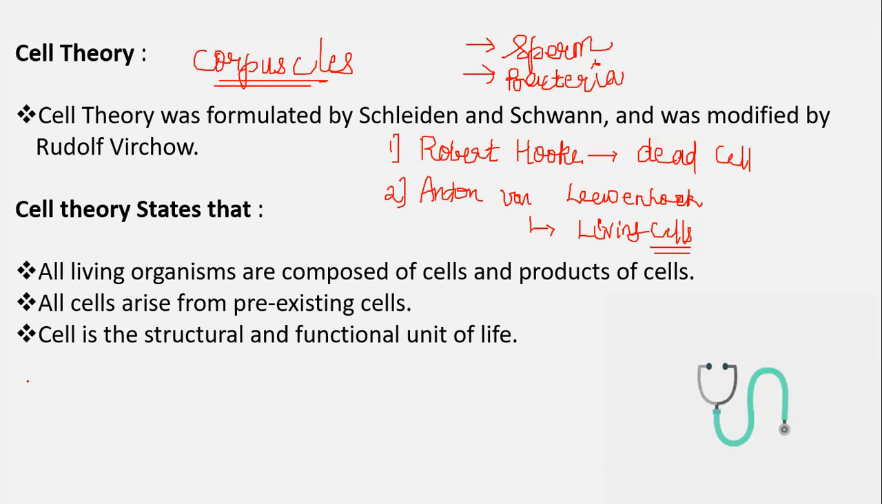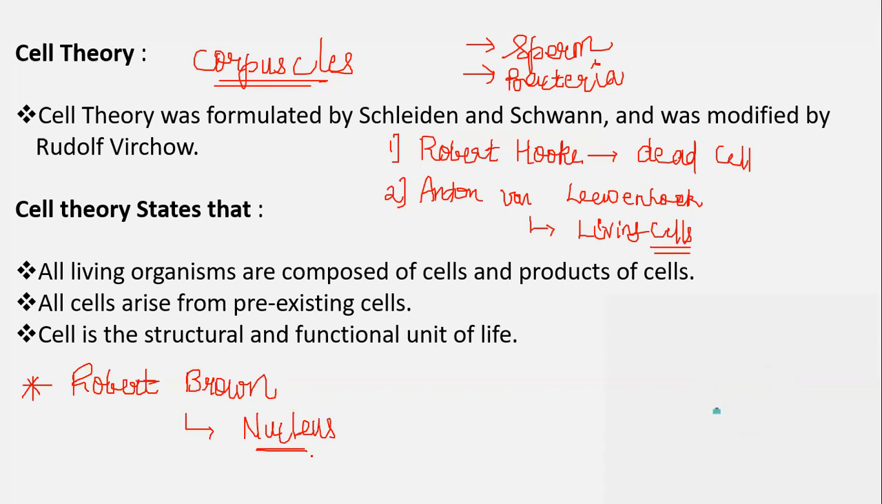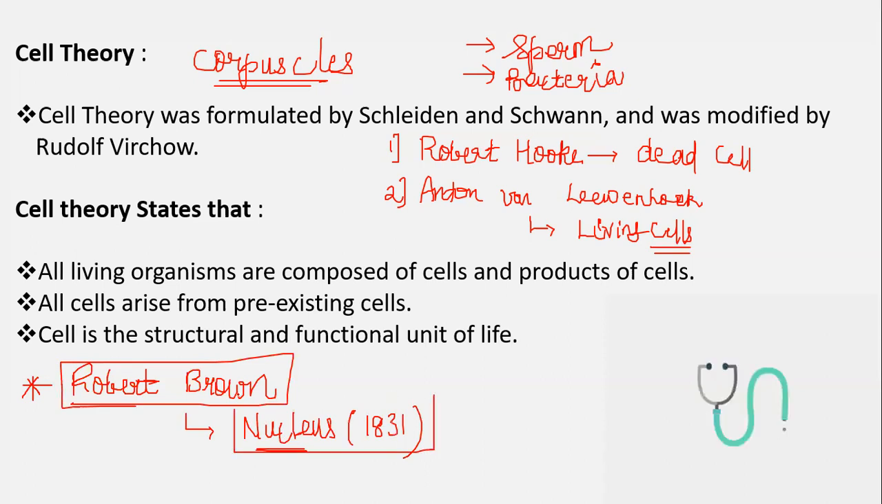And one more important point which you have to be aware of when you are dealing with this chapter is the scientist known as Robert Brown. Robert Brown was the scientist who discovered the nucleus. What is the nucleus? The control center of the cell is the nucleus, and he discovered it in the year 1831. Robert Brown was the first person to discover the nucleus inside the cell.